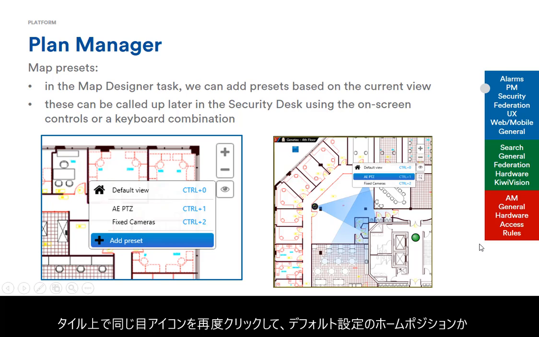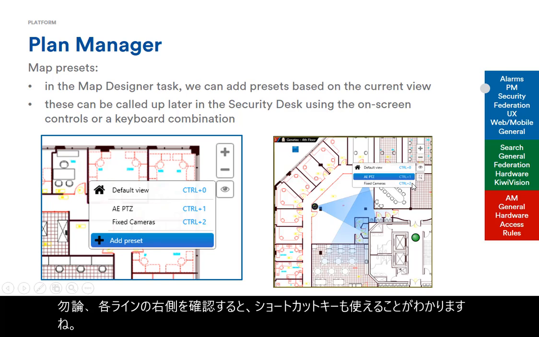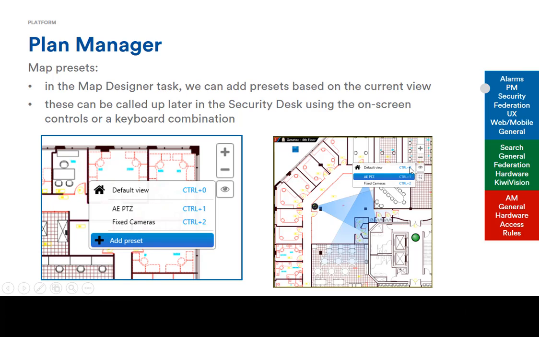So then when I'm in my tile itself, then I can click on the same icon and I can choose either the home position, which is the default view, and of course that can be set, and I can also choose one of the ones that I created here. And of course, if you take a look on the side here, we do have keyboard shortcuts for them too. So if you want to go to the home view on the map, then you hit Control-0, and every preset you add after that, it's going to add, in this case, Control-1, Control-2, and keep going.